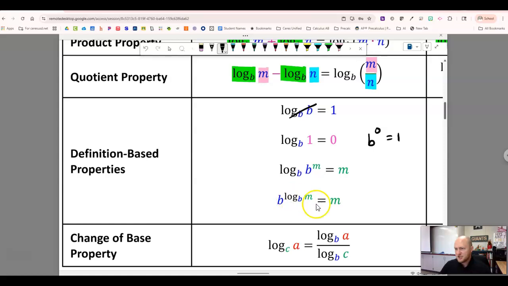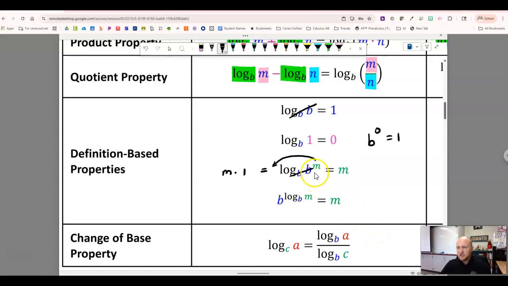And then the last two flow from previous properties. Here I have b to the power of log base b of m, right, as a power. A couple of ways this works: one, these are inverses and they cancel, the base and the logarithm base. Those cancel, so you just get m. But two, looking through the lens of the power property that we just learned, if I move that exponent out front, we get m times log base b of b. Well, that's 1. So that's how you get m.